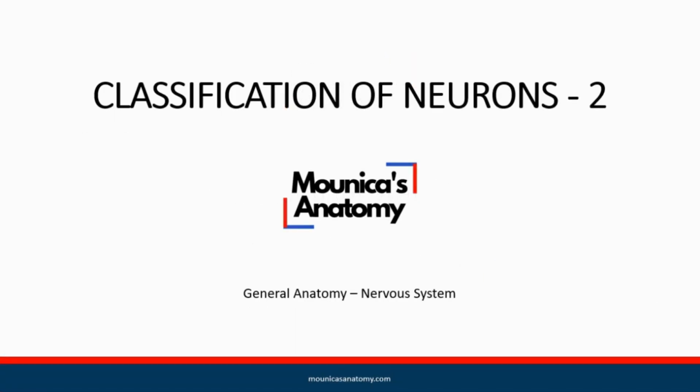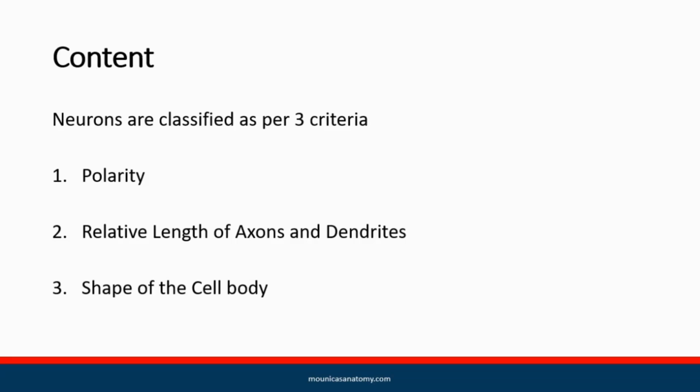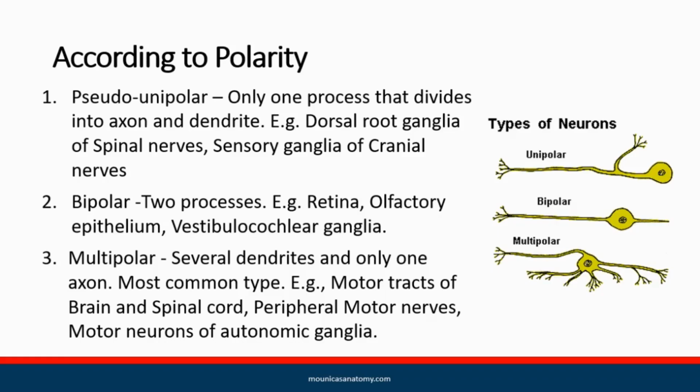Classification of neurons, Part 2. Neurons are classified as per 3 criteria: polarity, relative length of axons and dendrites, and shape of the cell body. According to polarity, pseudo-unipolar has only one process, example, dorsal root ganglia of spinal nerves. Bipolar neurons are found in retina and olfactory epithelium.